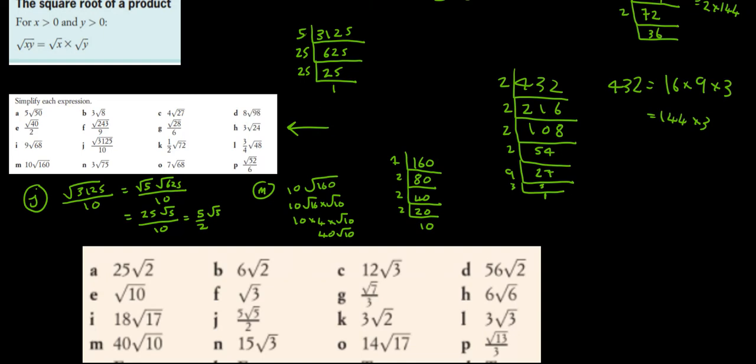Okay, so hopefully, well, let's check to see if we got those two right. So 5 root 5 over 2, well, this is right. And M is 40 root 10.